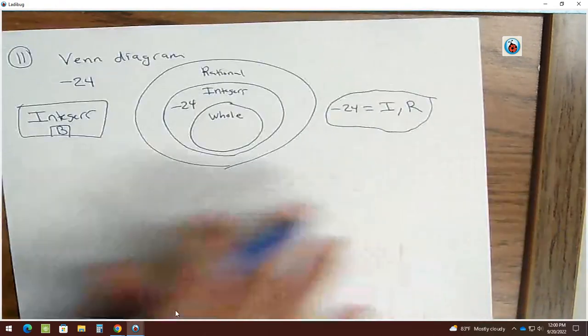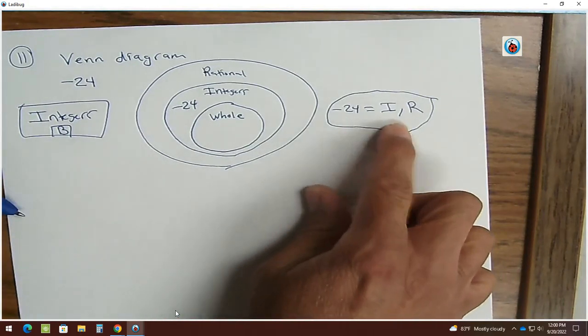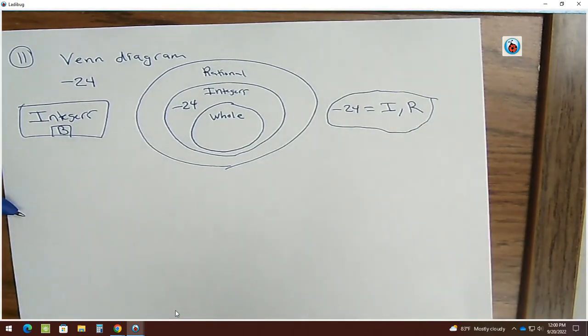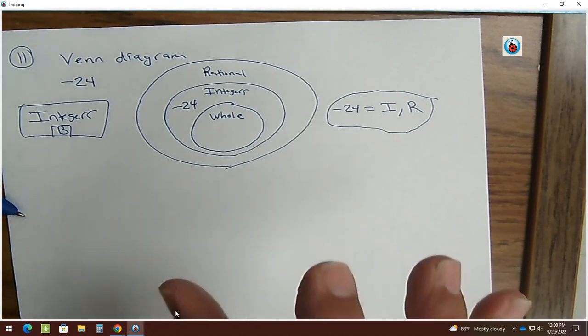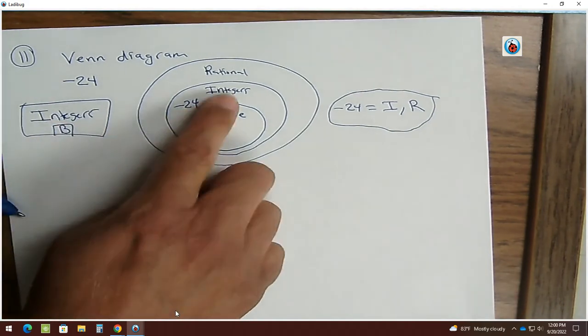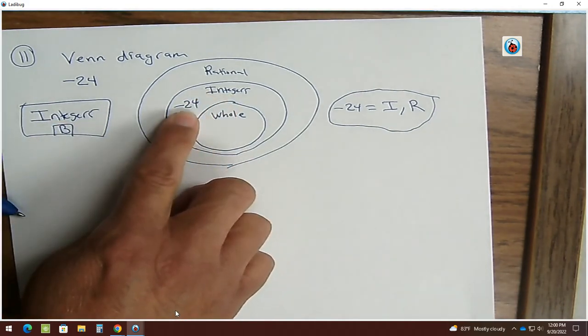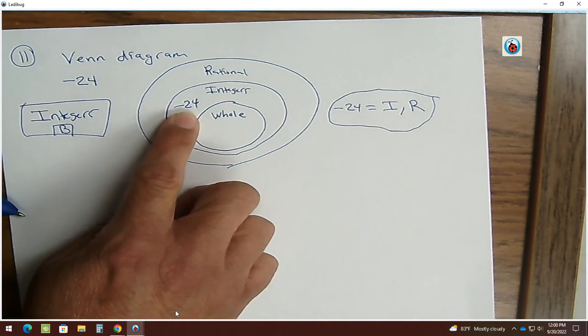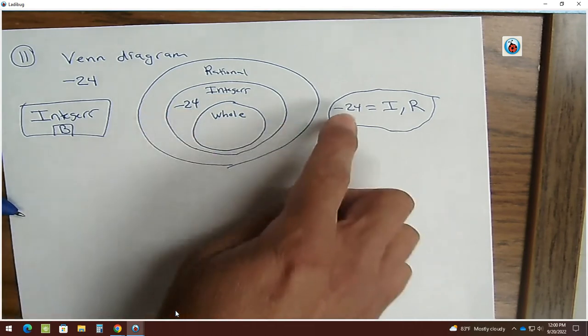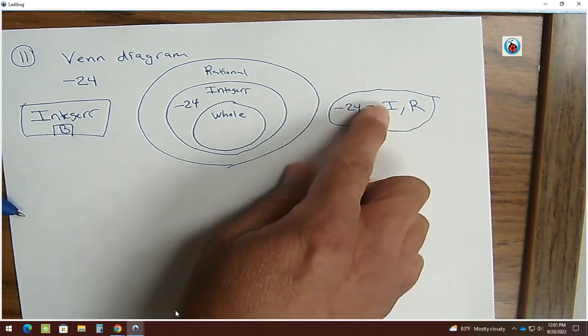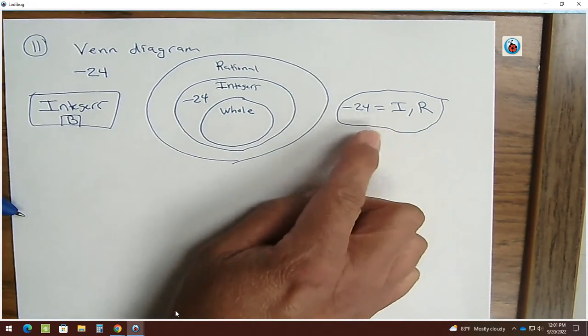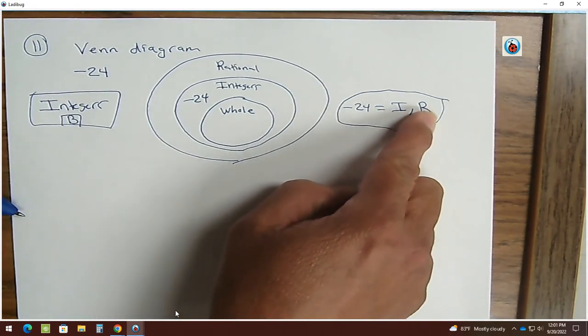I know what it is. So negative 24 is an integer and a rational. But the question is just asking you, where would you place him? So you would place him in the integers. The question could have asked, how can you classify negative 24? You can classify it as an integer and a rational. This is the set, and this would be a subset of it.